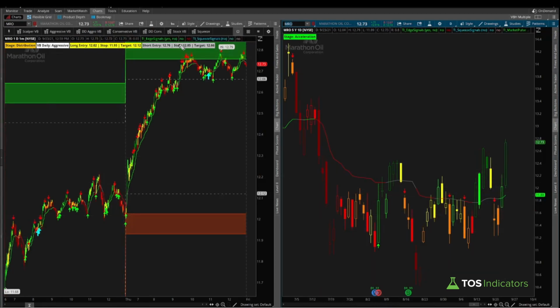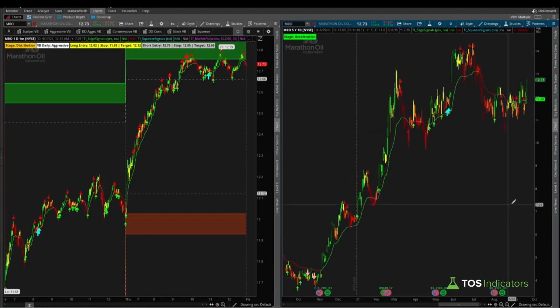The level to beat inside of Marathon would be 12.85. If we break above that in the first 15 minutes, then the setup is triggered, and we're looking to try and see how high is high using the market pulse here as our daily time frame signal. Now, next up, we have Mosaic.